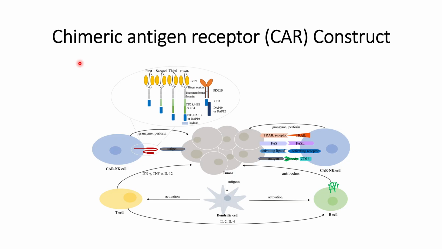In this video, we will discuss the chimeric antigen receptor construct, or the CAR construct, which is generally used either in T cells or in NK cells for these immunogenic therapies. And there are some minor differences between the CAR construct used in T cells and the CAR construct used in NK cells.